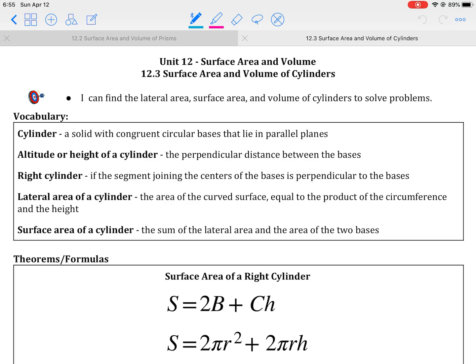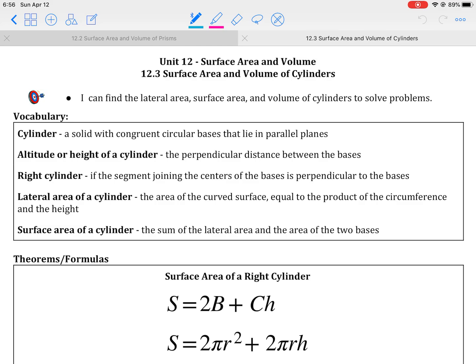A cylinder is a solid with congruent circular bases that lie in parallel planes. So the two circles have to be parallel. The altitude is the perpendicular distance between those bases. We're mainly looking at right cylinders, where the segments joining the centers of the bases are perpendicular to both.